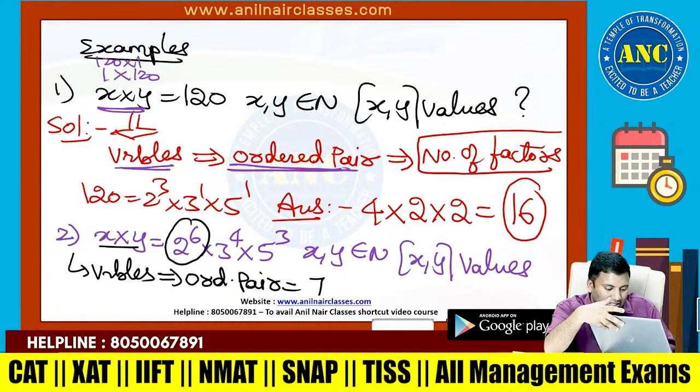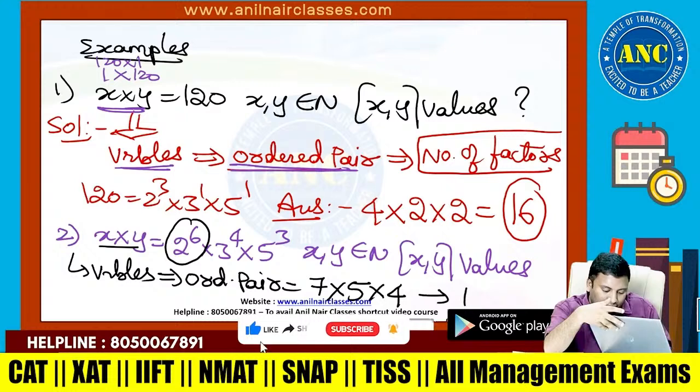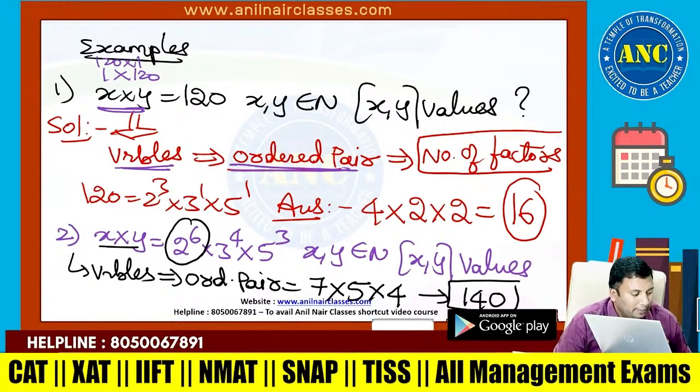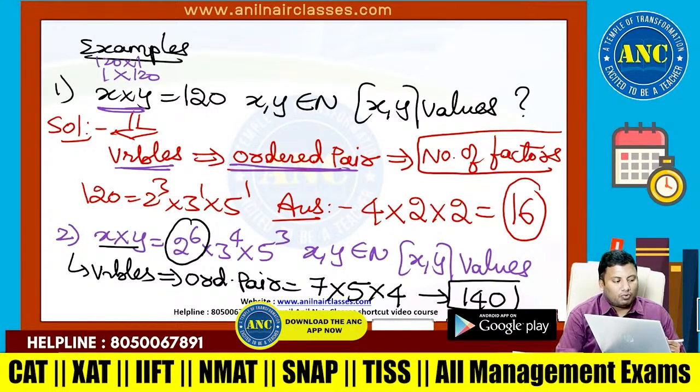2 power 6 gives 7, 3 power 4 gives 5, 5 power 3 gives 4. 7 5s are 35, 35 4s are 140. The answer is 140. I hope the idea is clear.